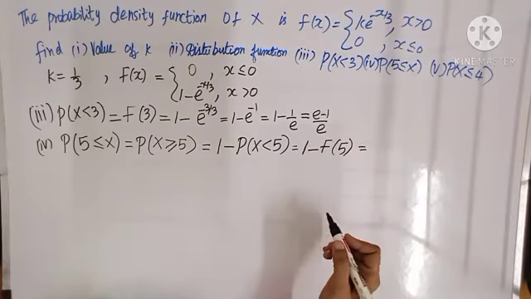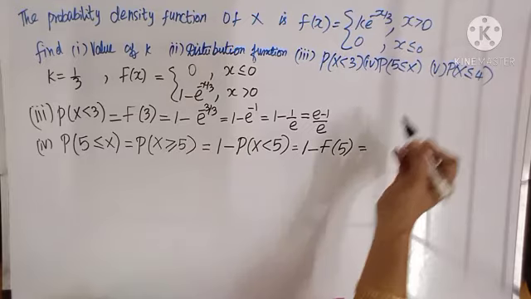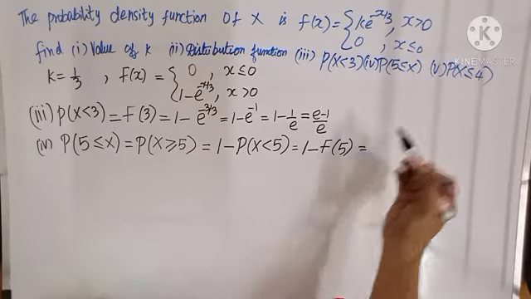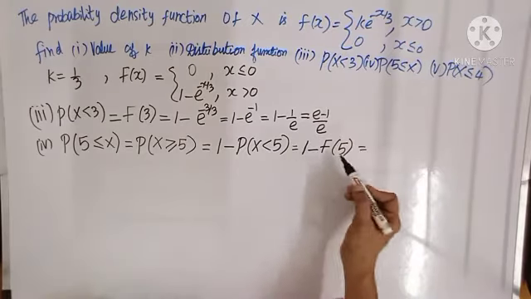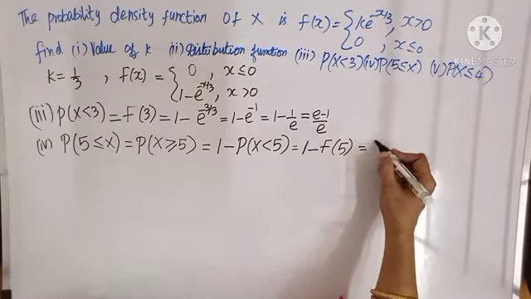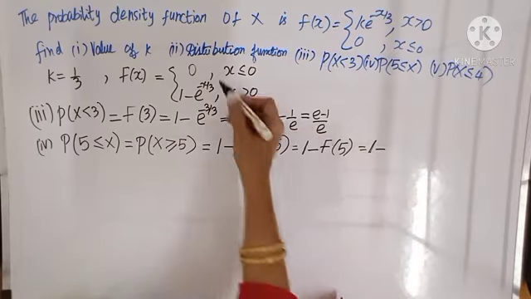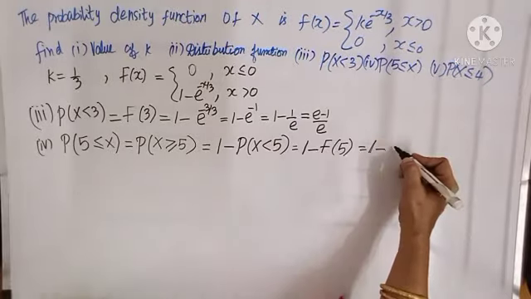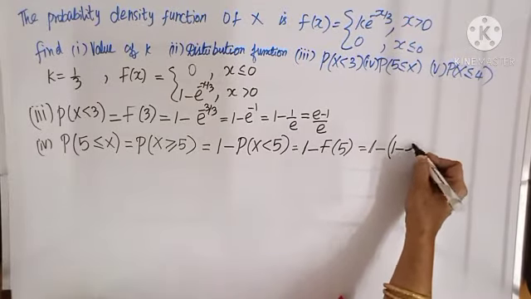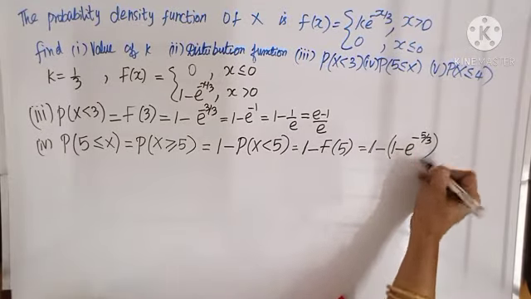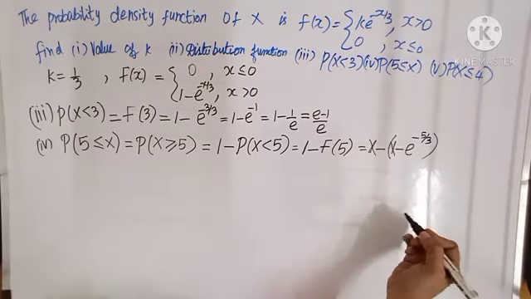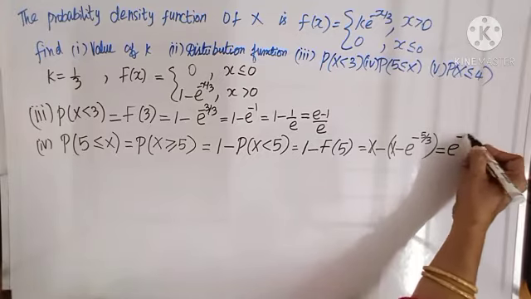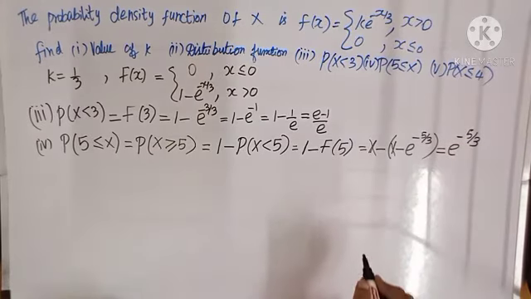In continuous distribution, whether equal to comes or does not come, it is one and the same. But in discrete, it matters a lot. Here, I can very well write F of 5. 1 minus. Where is 5 coming in this interval? Here. Wherever x comes, put 5. 1 minus e power minus 5 by 3. 1 and 1 cancels. Minus into minus plus. So my answer is e power minus 5 by 3.